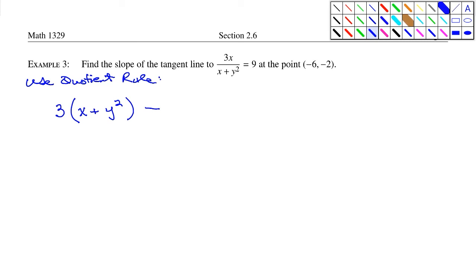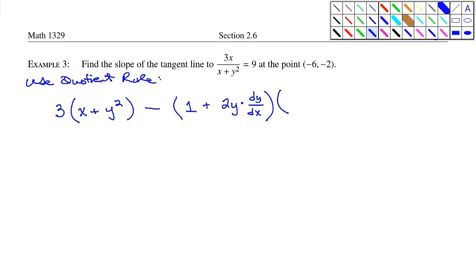Minus, now we take the derivative of the bottom. The derivative of the bottom is 1 plus 2y. And at this point, I did take the derivative of y, so we're going to multiply by dy/dx right there. Now notice that it's just 2y times dy/dx. It's not the entire expression 1 plus 2y that is being multiplied by dy/dx. It's just the 2y part.